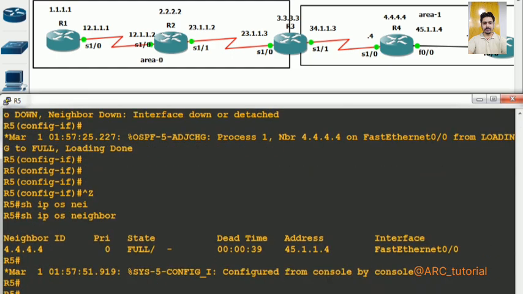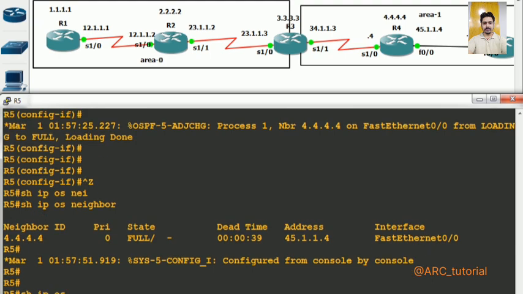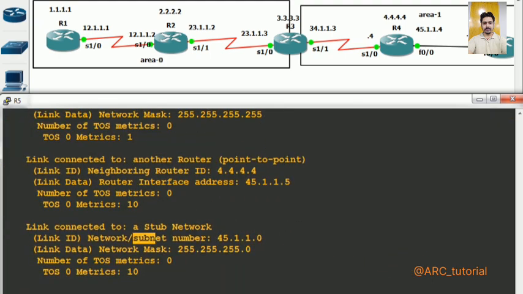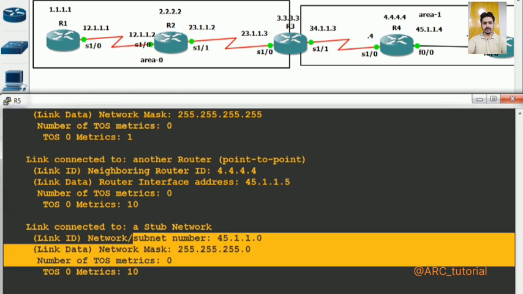And there is no transit network now in the router LSA of R5 and also in the router LSA of R4. Show IP OSPF database router 5.5.5.5. There is no transit. Now it will be a stub network, because this time they do not have DR and BDR redirection on this subnet. So I hope you have now understood the difference between stub and transit as well.